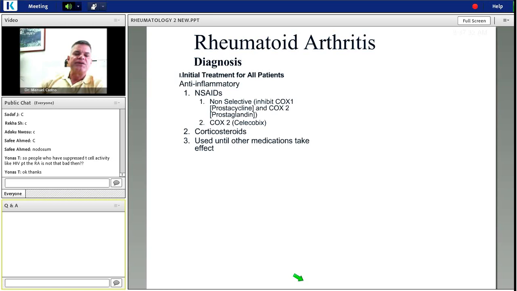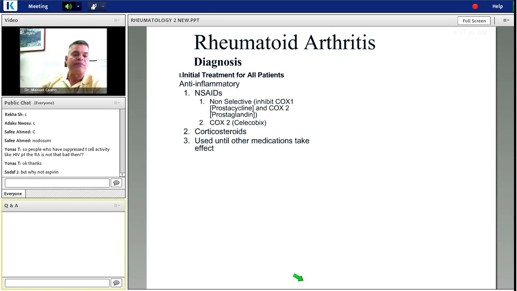Okay, so now let's talk about initial treatment for patients with rheumatoid arthritis. First of all, we're going to give them anti-inflammatories. Remember that I said either an NSAID or corticosteroids. The reason why we do this is because if we start them on a disease-modifying agent, it takes about 4 to 5 months for that agent to start working. So we have to give them something else to keep the inflammation down while their disease-modifying agents start to kick in, right?